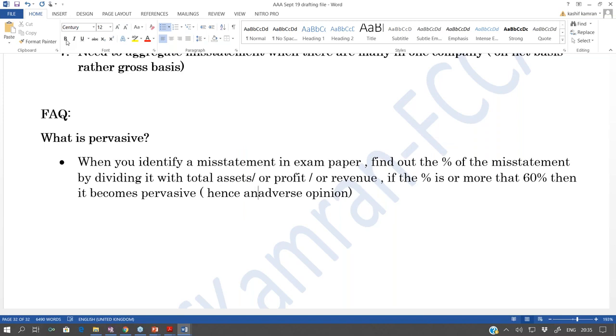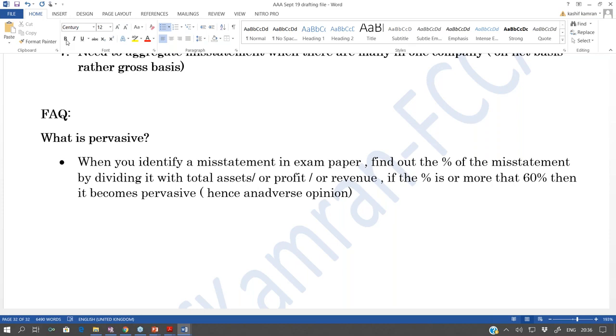Because for students, pervasive starts too early. Pervasive means a substantial proportion of the financial statements. If you read ISA 705, which tells you about pervasive, it says something which affects a substantial proportion of the financial statements. Is everyone clear on the first example of pervasive? This is not an absolute example. If in the exam paper you find a percentage and the percentage is 60% or more.